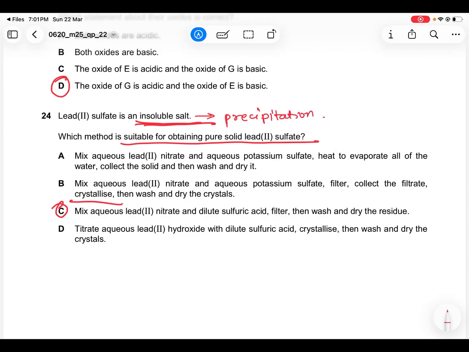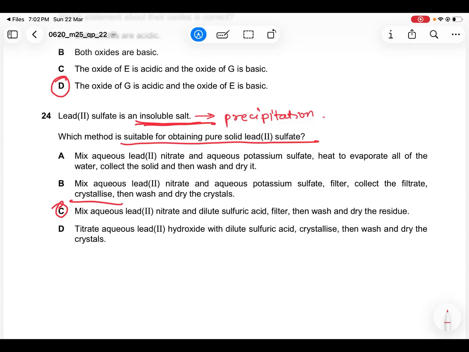So we'll read the options. Mix aqueous lead(II) nitrate and aqueous potassium sulfate. Heat to evaporate all the water, collect the solid and then wash and dry it. Now the reactants which are used, lead(II) nitrate and aqueous potassium sulfate, may be correct, but the method which is shown here is not correct.